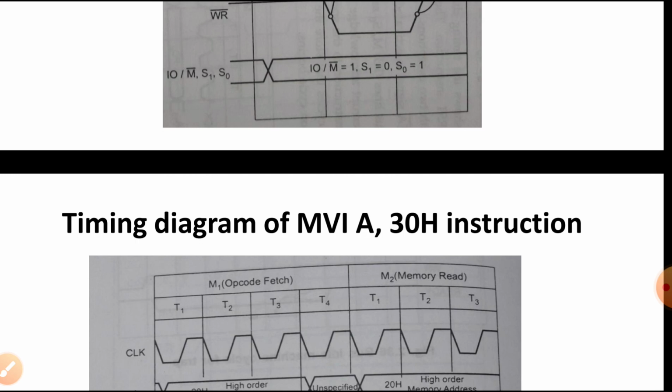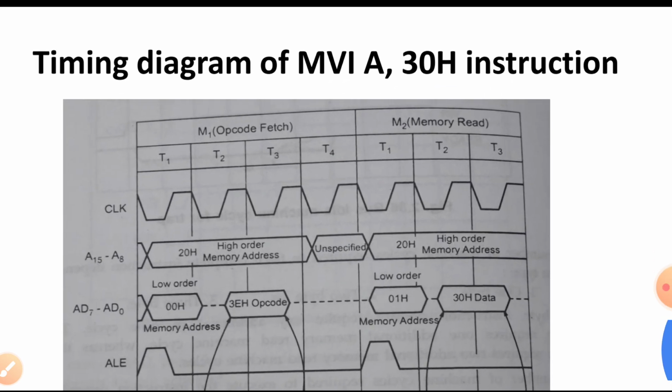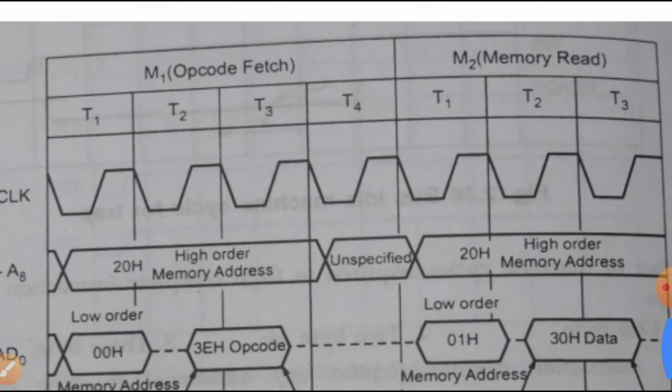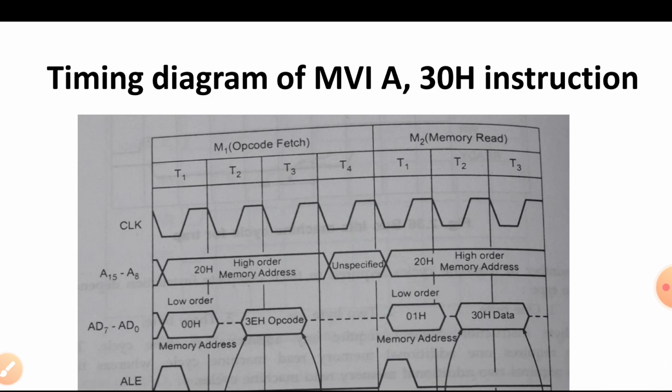Now if a particular instruction has both operations, that is opcode fetch as well as memory read, then what will happen? Then the timing diagram will be a little bit lengthier. Suppose we take the example of the instruction MVI A, 30H. MVI is an instruction by which we put 30H into the accumulator. This is a 2 byte instruction, 1 byte for the opcode, another byte for the operand. So this instruction will take 2 machine cycles, the first machine cycle and the second machine cycle.